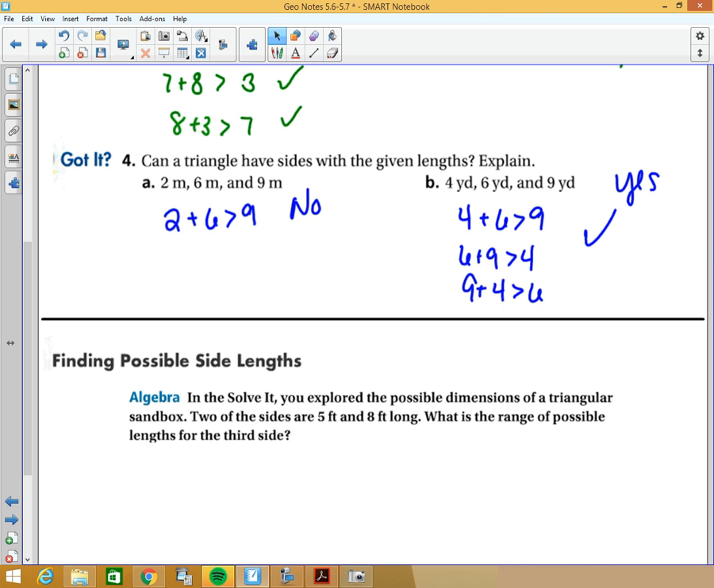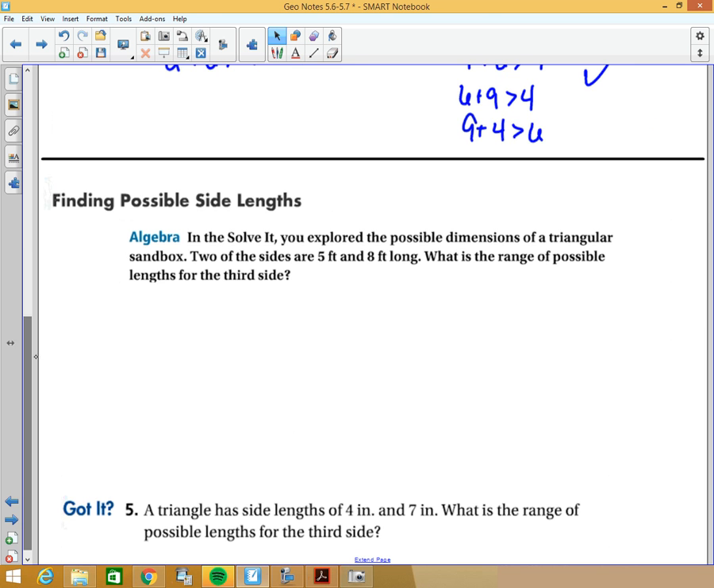Yes. Okay. So we know that 2 plus 6 is not greater than 9, so the first one cannot form a triangle. But the second one, those sides are actually in line, so we're good.